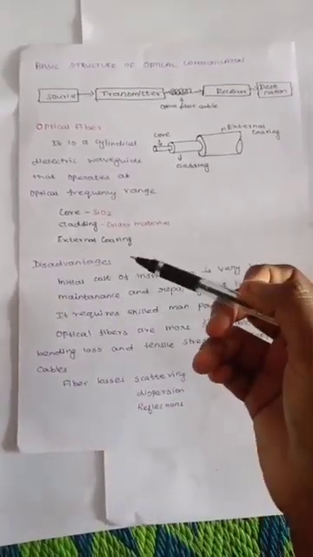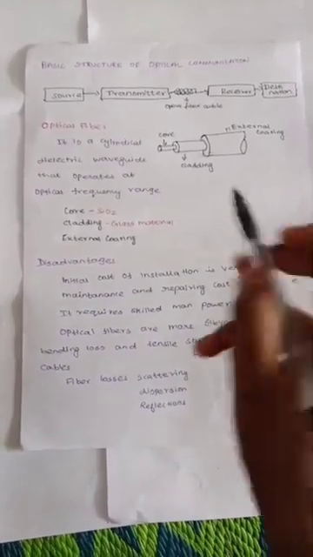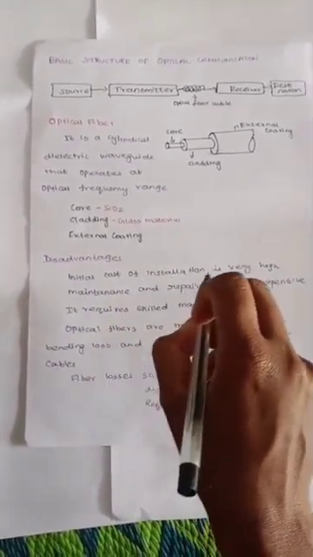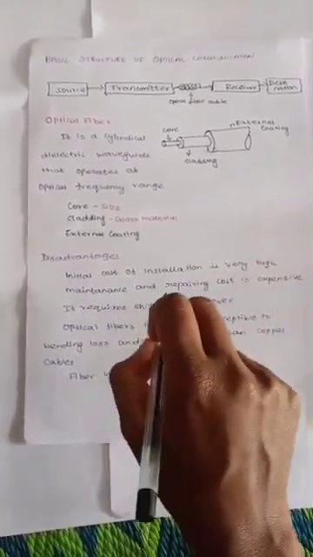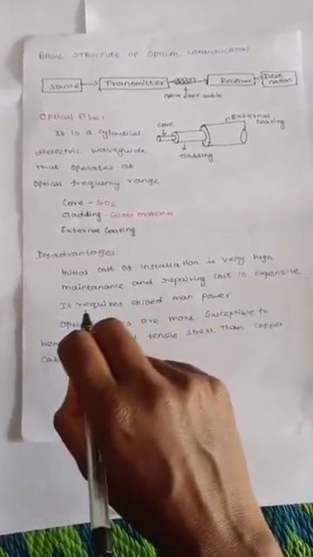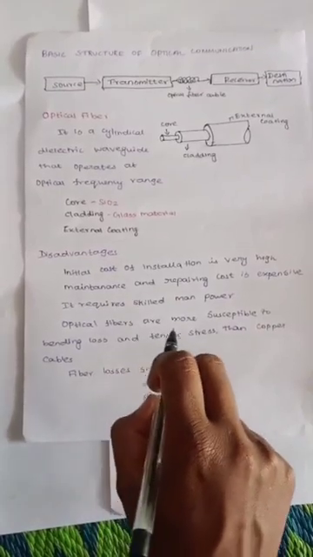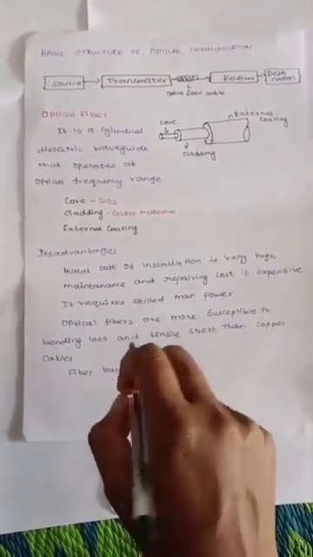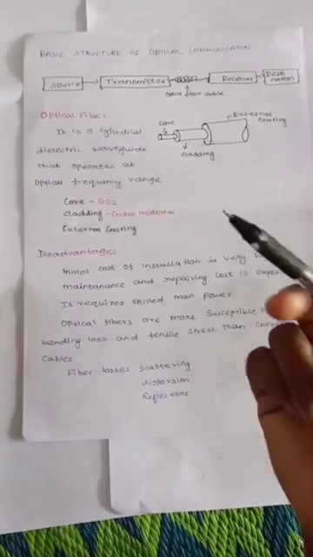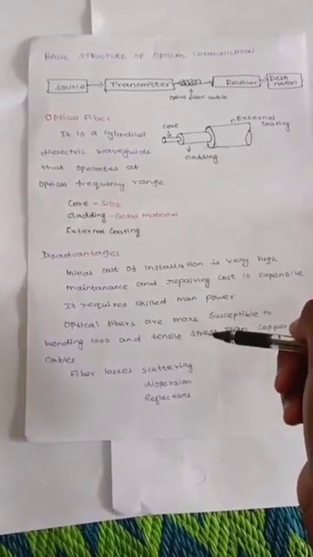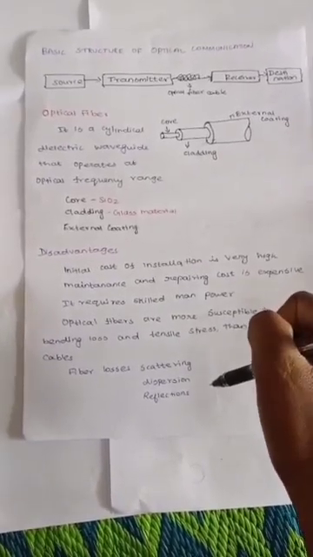Optical fiber communication also has some disadvantages: the initial cost and installation are very high, maintenance and repair costs are expensive, and it requires skilled manpower. Optical fibers are more susceptible to bending loss. Optical fiber communication also has some losses like scattering, dispersion, and reflection.